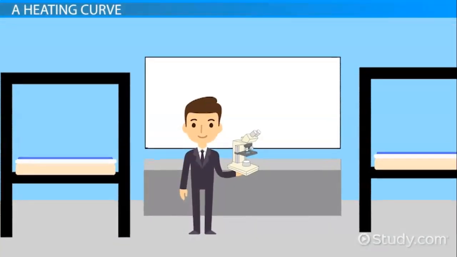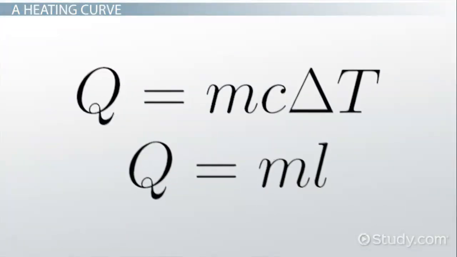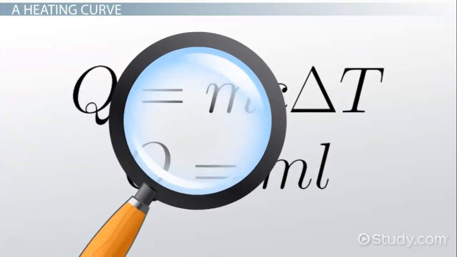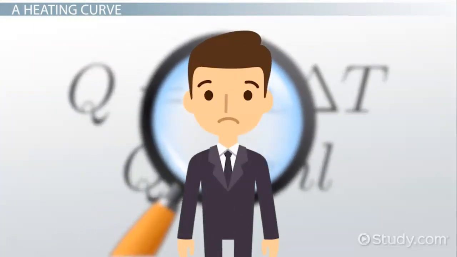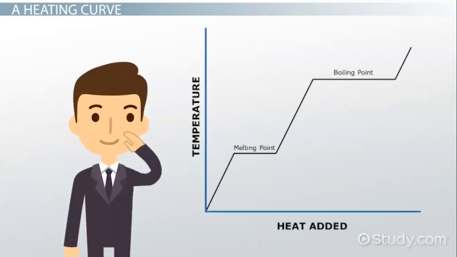In the previous sections, we got into the nitty-gritty of the relationship between heat and temperature by learning about specific and latent heat formulas. However, while focusing exclusively on formulas, it's easy to be left without an intuitive understanding of what exactly is going on. We can help forge a more intuitive understanding by looking at something called a heating curve.